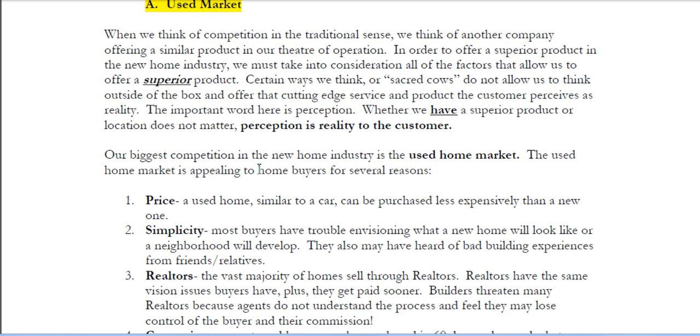Now, a lot of times we think about our biggest competitors, perhaps ABC builders down the street, but it's always the used market. In any market across the U.S. or Canada, wherever it is, any market's usually composed of somewhere between 85 to 95% used homes and about 5 to 15% new homes. So that means 8.5 to 9.5 of 10 people are buying a used home. So our biggest competitor is always the used market.